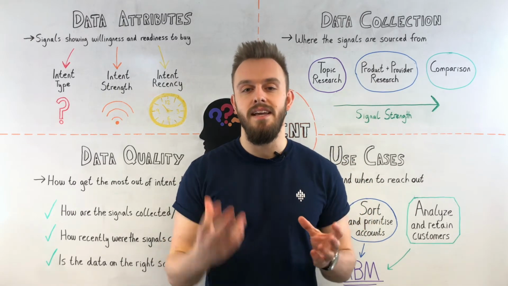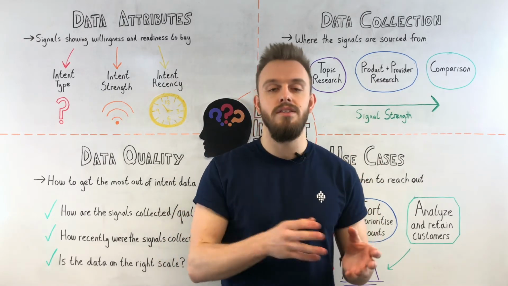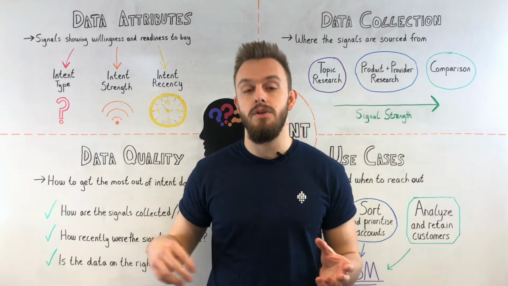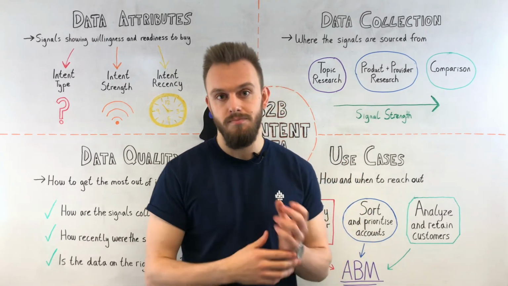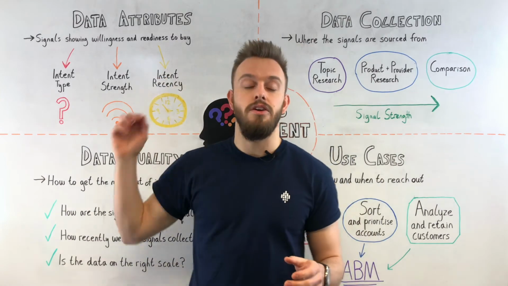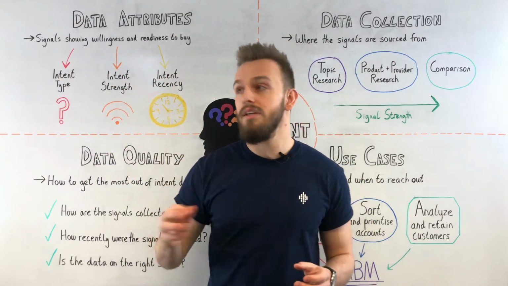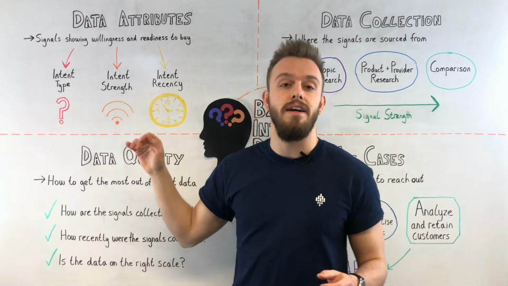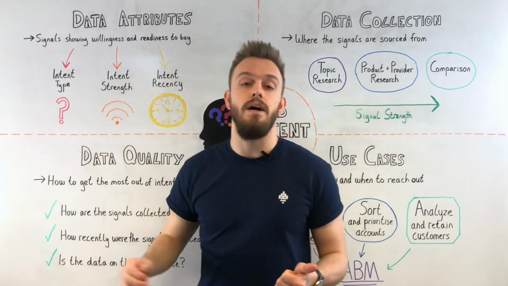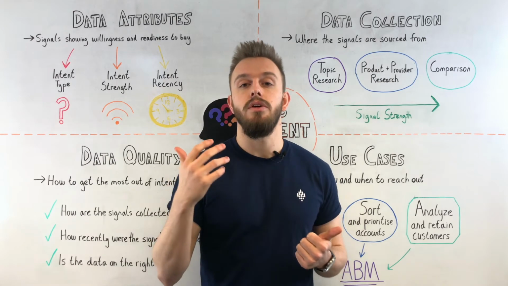Well, it's basically any information about the willingness and the readiness of an account to buy a product or service. Looking at the common data attributes, you can see that it's any sort of signals that show this, and this core signal has three different factors. The first is the intent type. What is the account actually looking to buy?